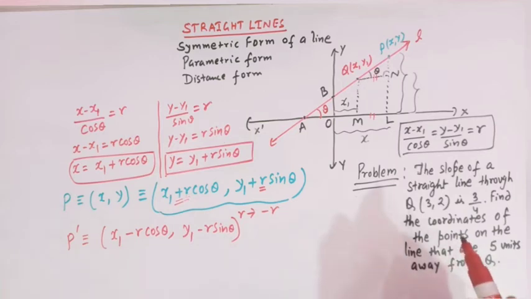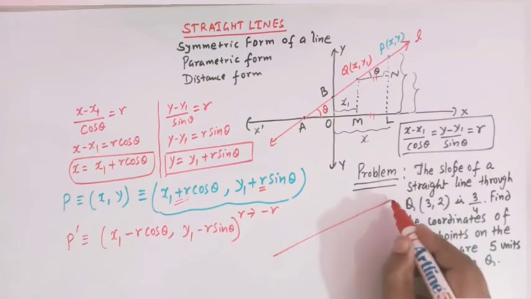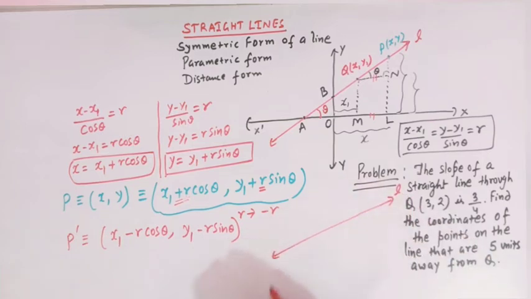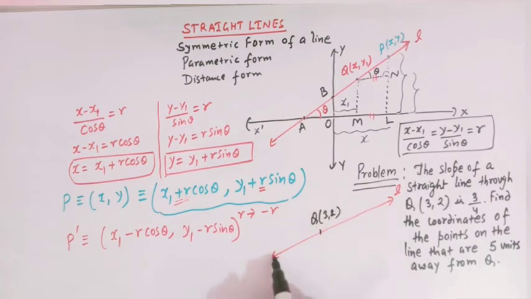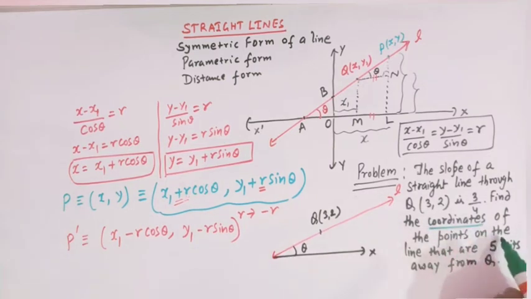If we draw a rough diagram, we can draw the line like this. This is the line L, and we can take the point Q here. This is the point Q having the coordinates (3, 2), and this line is making an angle of theta with the positive direction of the x-axis. And here we have to find the coordinates of the points on the line that are 5 units away from Q.